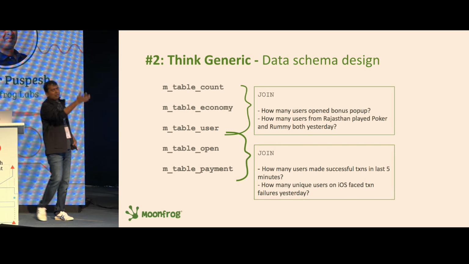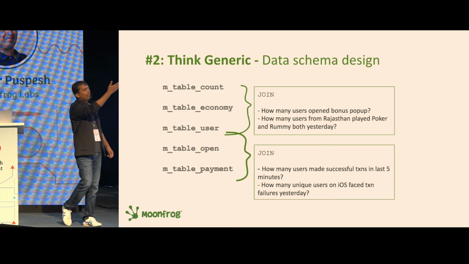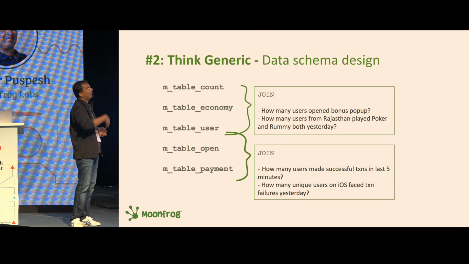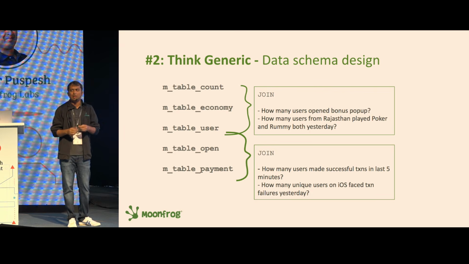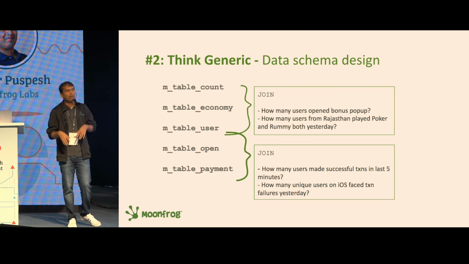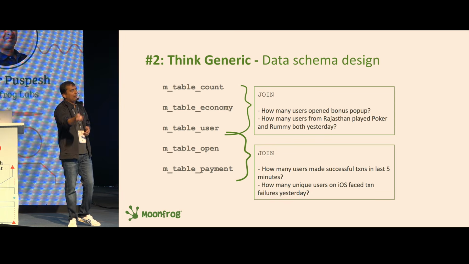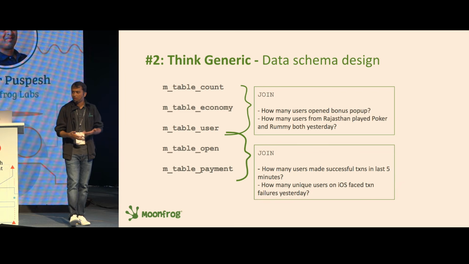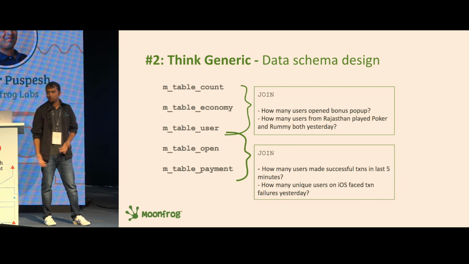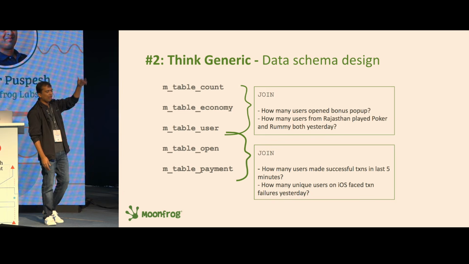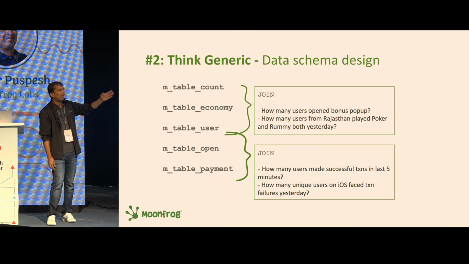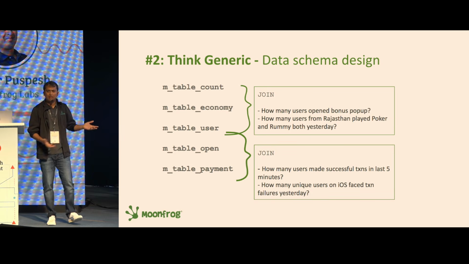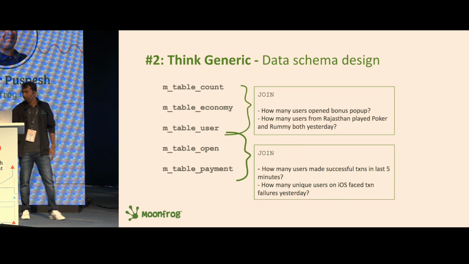Now, how this helps is like this: questions will be like, how many users opened the bonus pop-up? We can just do a join of count and users. So simple joins can tell you this data. How many users from Rajasthan played poker and rummy both yesterday? This is a valid question for us to ask, or for any developer or QA to ask on a daily basis. You can do it with a very simple SQL query. Then, how many unique users on iOS faced transaction failures yesterday? This is also a very standard day-to-day operations query.